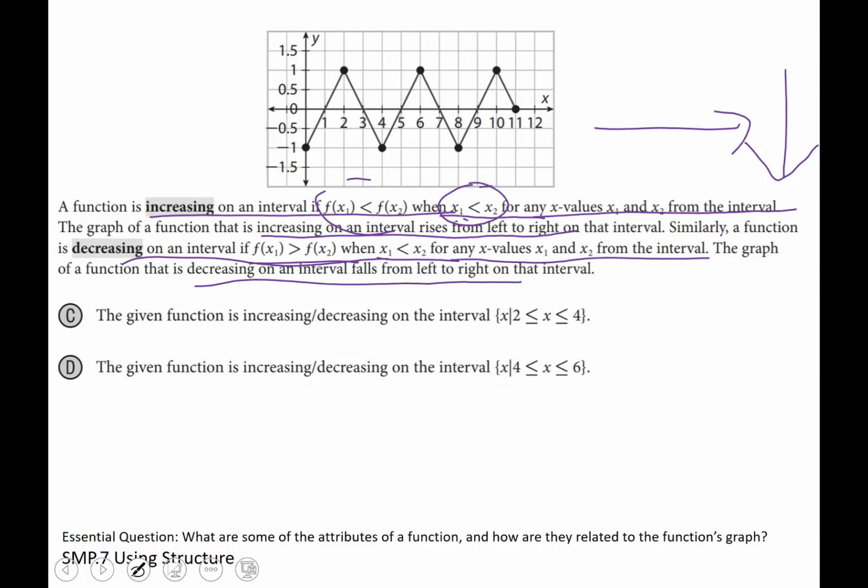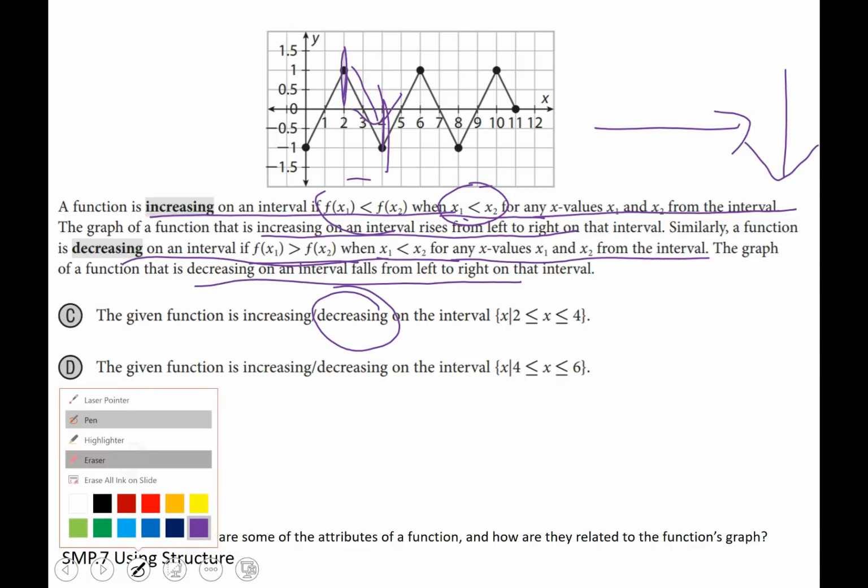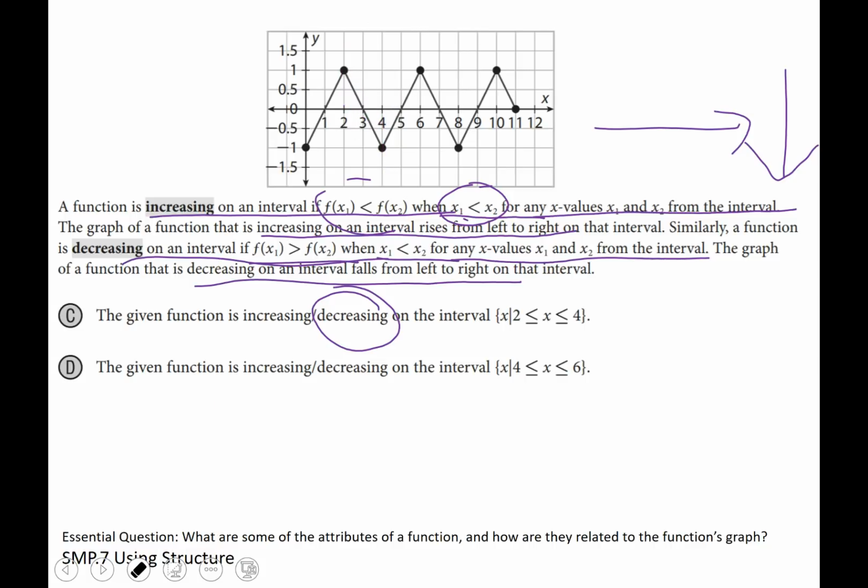Is the given function increasing or decreasing on the interval from 2 to 4? If we look from 2 to 4, it looks like it's going down, so therefore it is decreasing. The y values are getting smaller. Is the function increasing or decreasing from 4 to 6? All right, let me erase what I scribbled on my graph there. From 4 to 6, it definitely looks like it's going up, so we would say that it is increasing.